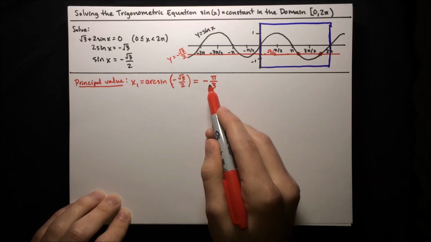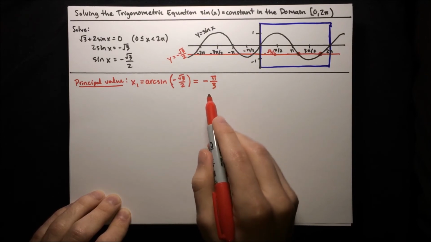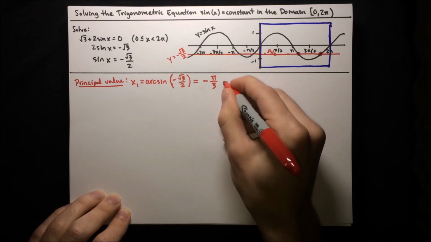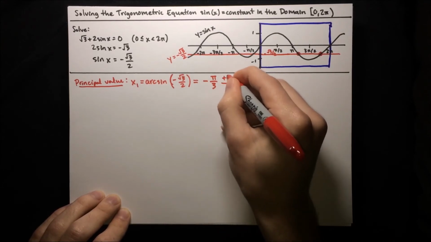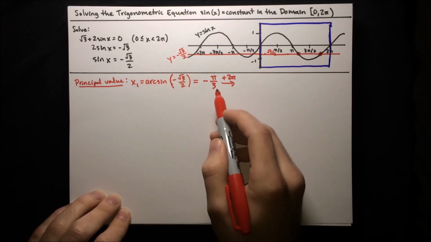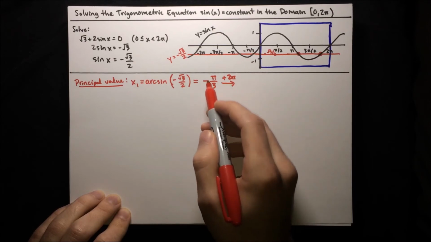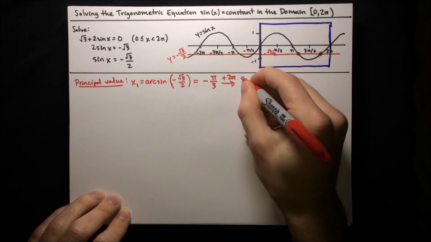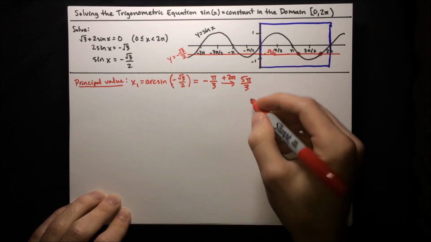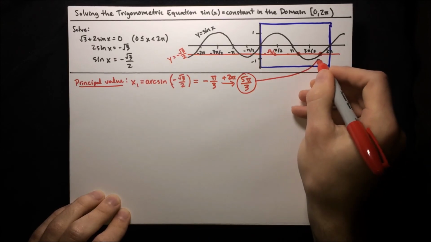Well, what we can do is we can get an equivalent angle. We can get an equivalent angle to negative pi over 3 by just adding a full revolution around the unit circle, which is 2 pi. So let's just add 2 pi, and then the result will be in our domain. So 2 pi minus pi over 3, 2 pi is just 6 pi over 3, so minus pi over 3 is just 5 pi over 3, and that's a little bit less than 2 pi. Great, so that's all better now. So that's this point over here.